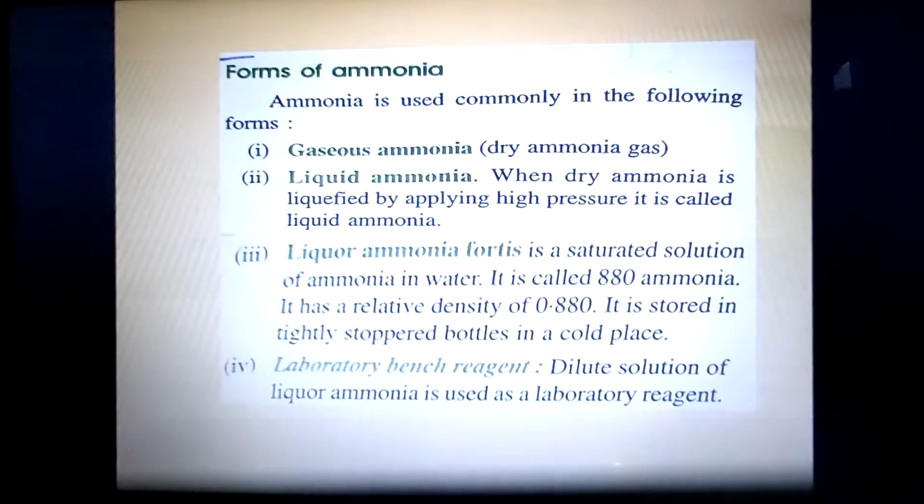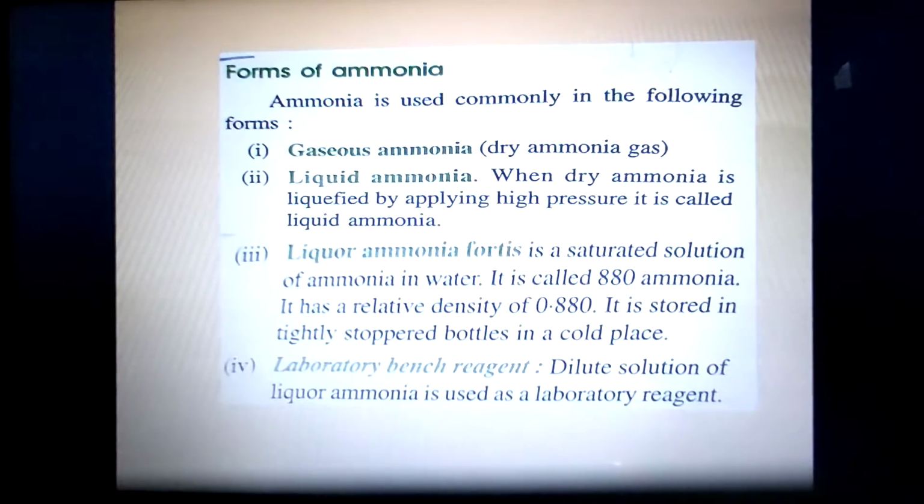Forms of ammonia. Ammonia basically can be gaseous ammonia, liquid ammonia, liquor ammonia fortis, and laboratory bench reagent. Now what is gaseous ammonia? Gaseous ammonia is simply dry ammonia gas. Liquid ammonia is basically the dry ammonia that is liquefied, that is, ammonia gas becomes liquid ammonia by applying high pressure.